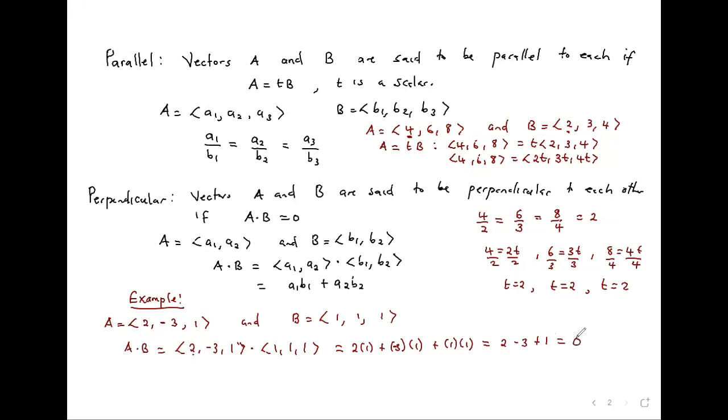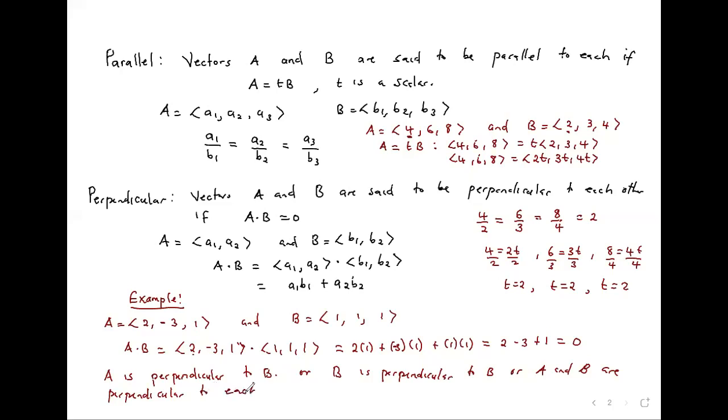Because A dot B is 0, we say that A is perpendicular to B, or B is perpendicular to A, or A and B are perpendicular to each other, or A and B are orthogonal to each other.